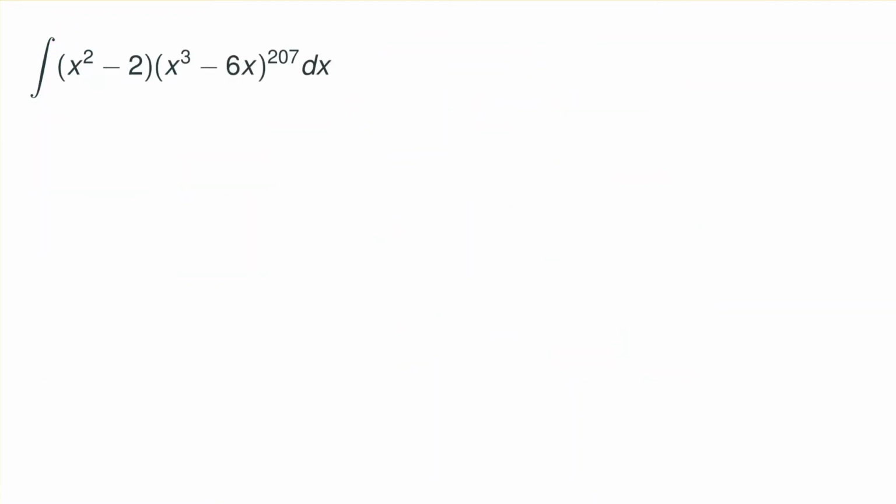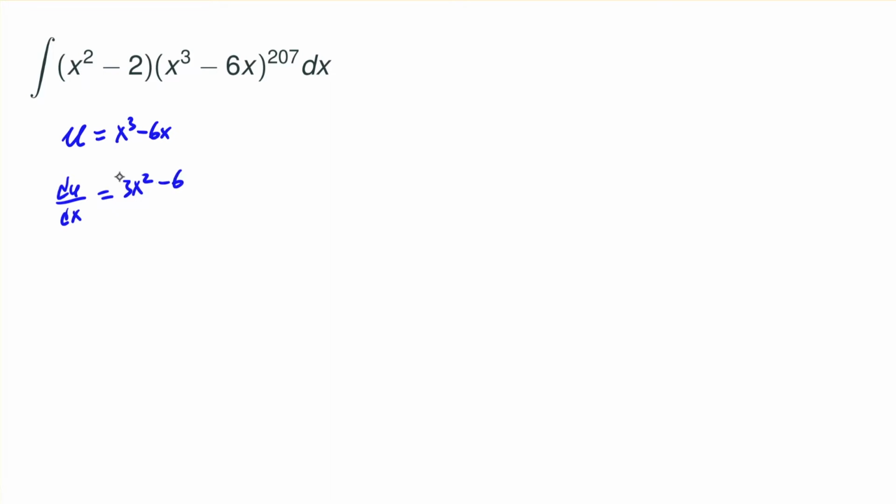Take the indefinite integral of (x squared minus 2) times (x cubed minus 6x) to the 207 power dx. So first, we have to use u substitution. Let u be x cubed minus 6x, this portion right here. Then let's take the derivative. Then we get du/dx equals 3x squared minus 6.